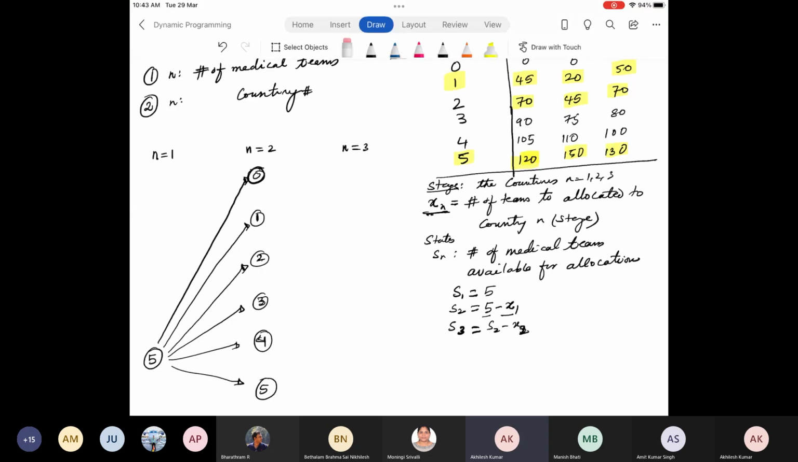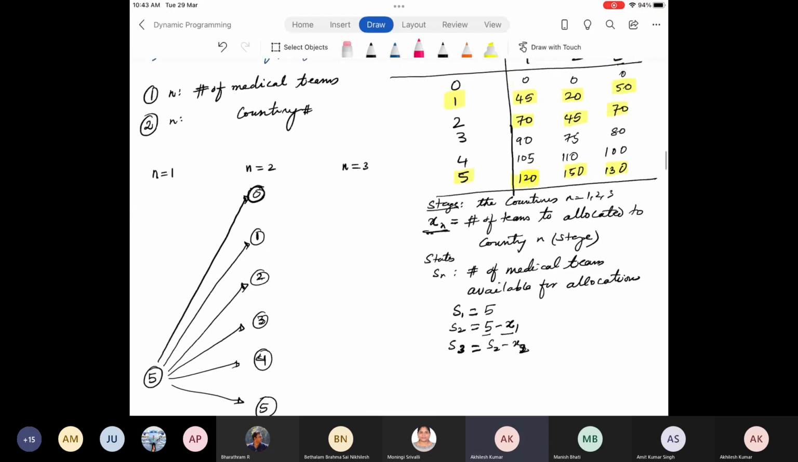Okay. So if I want to put the numbers, what would these numbers be, guys? 120. You just need to copy this row. 120, 105, 90, 70, 45 and 0. So what it means: 0 means I have not allocated any team to country 1. So I'm left with all 5 to be allocated to country 2 and thereafter country 3. Clear? Any questions until this part?